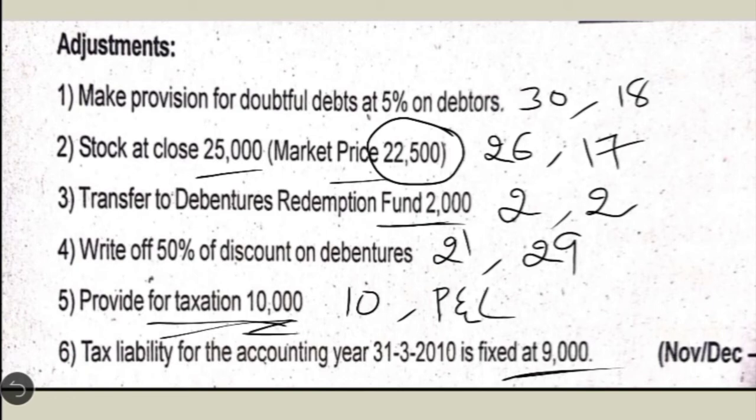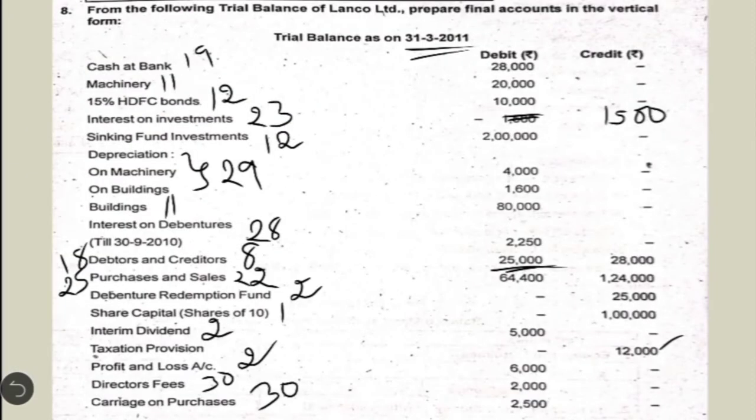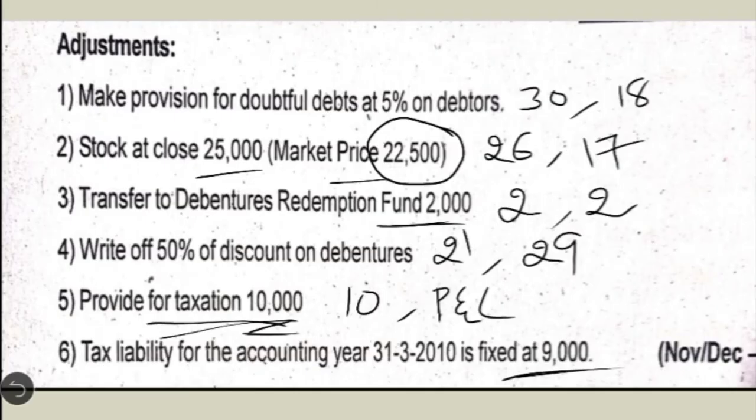But coming to the tax adjustment of the previous year, there are three pieces of information. The first one is that they had created a taxation provision to the extent of 12,000, but the adjustment says that the actual tax liability has come to only 9,000. So what is the excess provision you have created? 12,000 minus 9,000, 3,000. So this is the excess provision which they have created. We have come across this adjustment even in the previous question.